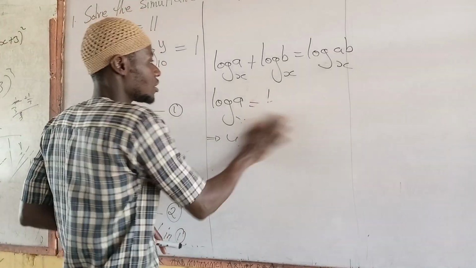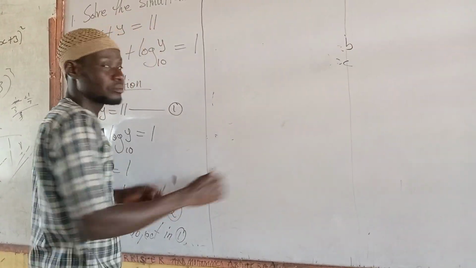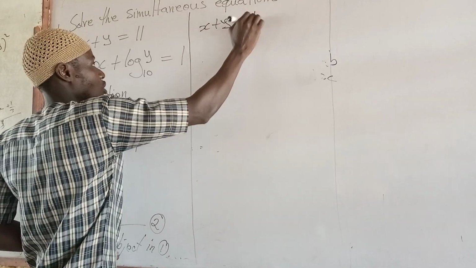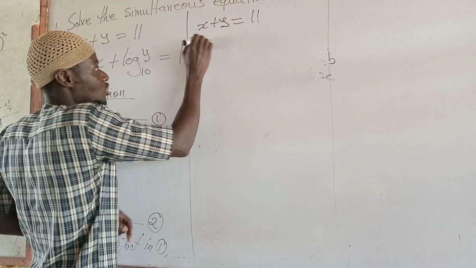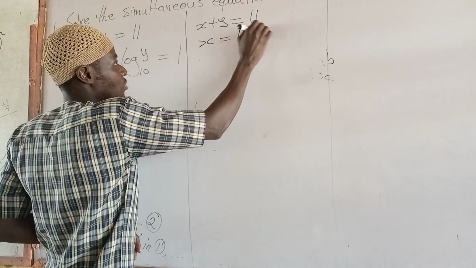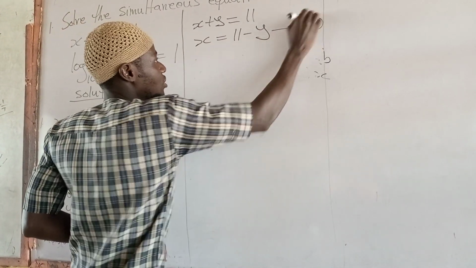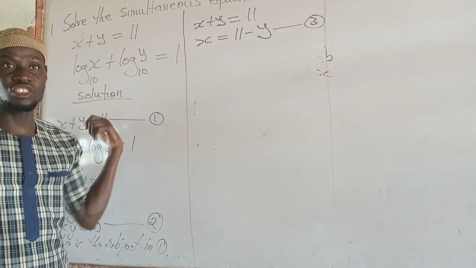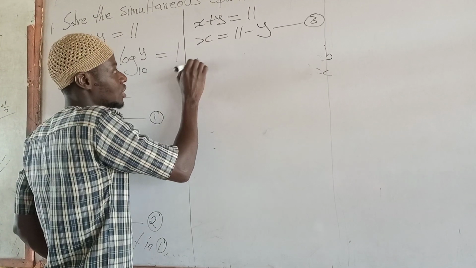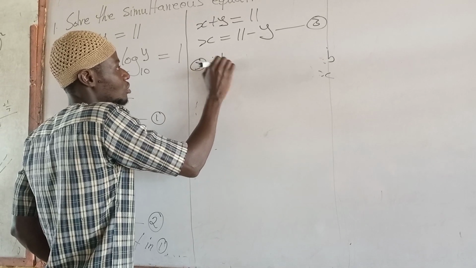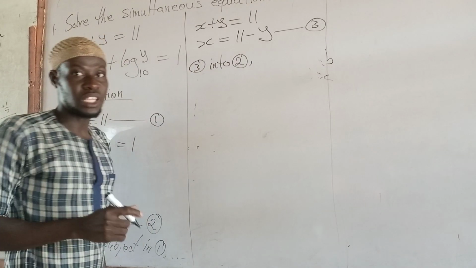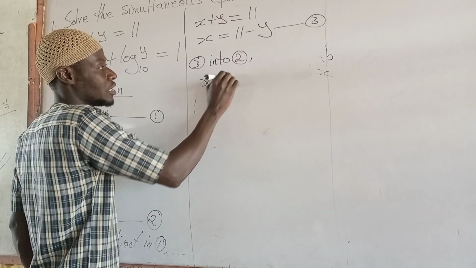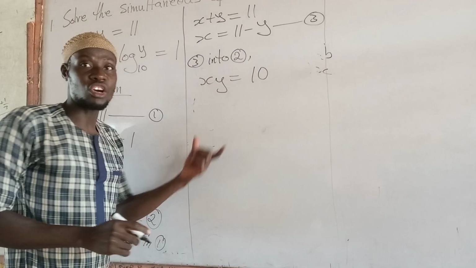We know that equation 1 is x plus y being equal to 11. If we make x the subject, this will be x is equal to 11 minus y. We can label this as equation 3. Then we substitute equation 3 into equation 2. We know that our equation 2 is xy is equal to 10.